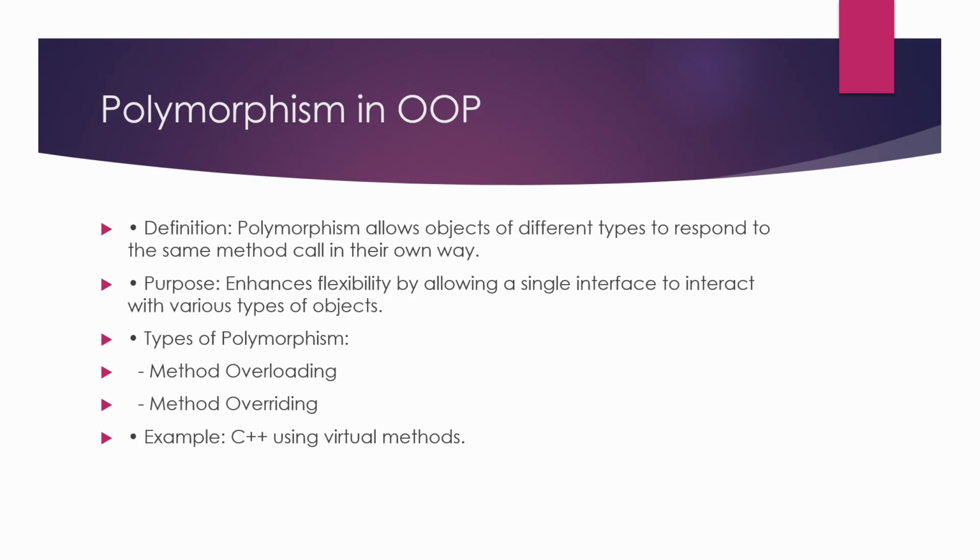Polymorphism in object-oriented programming allows objects of different types to respond to the same method call in their own unique way. This makes our code more flexible and reusable. Polymorphism comes in two forms: method overloading, where multiple methods share the same name but differ in parameters, and method overriding, where a subclass provides its own version of a method defined in the superclass.